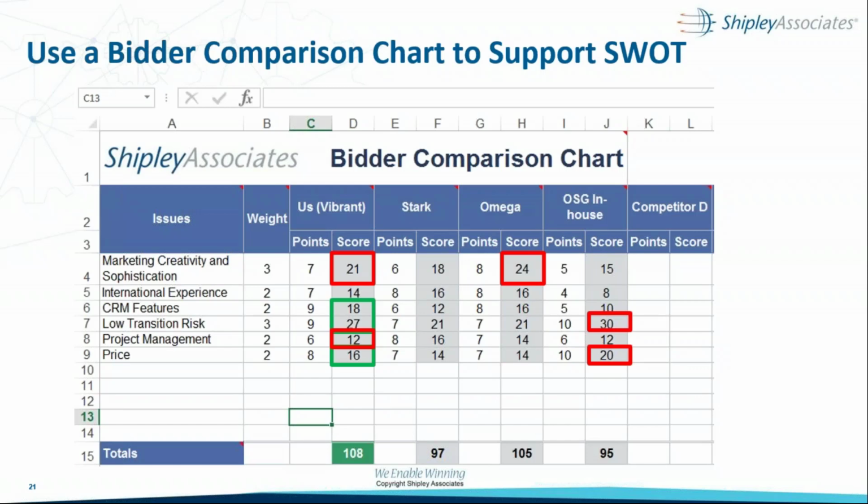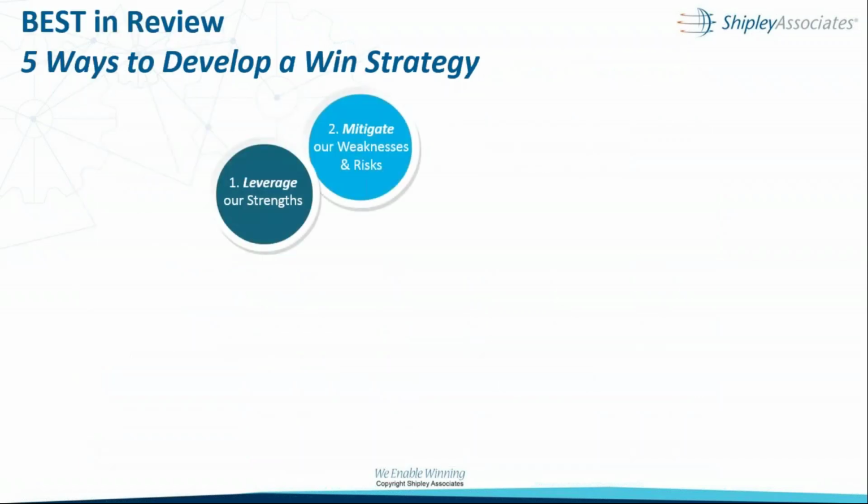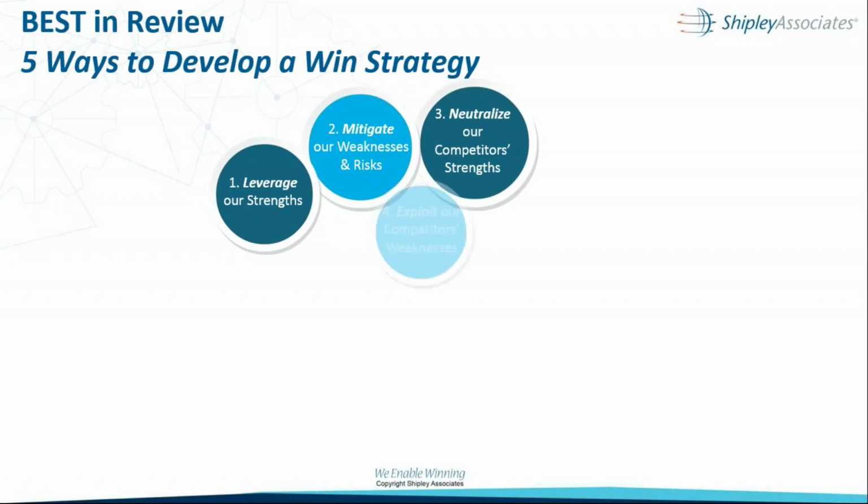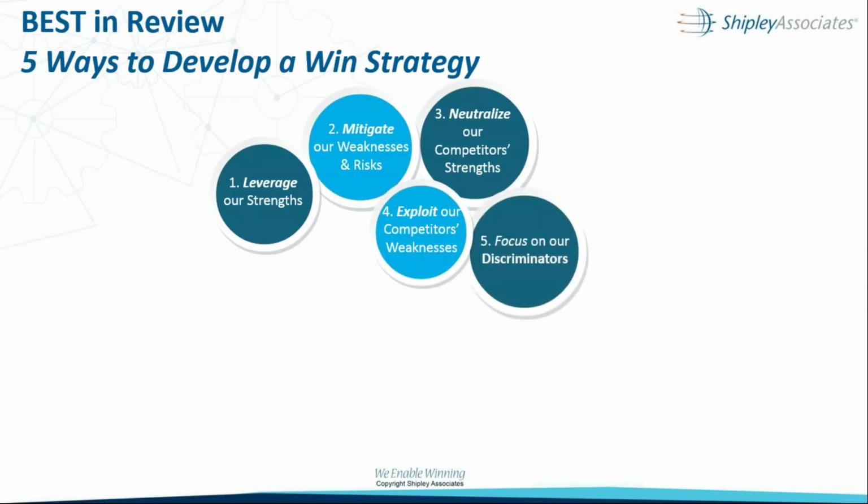On your next pursuit, list out some of the hot buttons and key issues and give them a weight and score yourself, your competitors, and see where you stand. This is how you then can shape your win strategy. Where are our strengths? Where are our gaps? Potential weaknesses to help us shape that strategy. So back to what David said, just to reinforce. Leverage our strengths, mitigate our weaknesses and risk, neutralize our competitor strengths, exploit our competitors' weaknesses, some call this ghosting, focus always on discriminators to win. What makes this not just different, but better than the competitors?